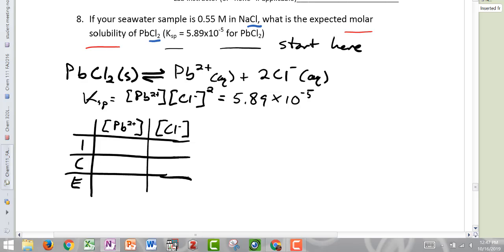What's the concentration of lead in 0.55 molar NaCl? Yeah, zero. Do you include the two in the ice table? I do not. The two will show up in just a second. But the way I view this, I was talking with someone about this yesterday. Products over reactants with coefficients as exponents is what it is. Whatever the concentration of chloride is goes in there and gets squared, because those are the rules for products over reactants. The two shows up where? In the change row. Nice.